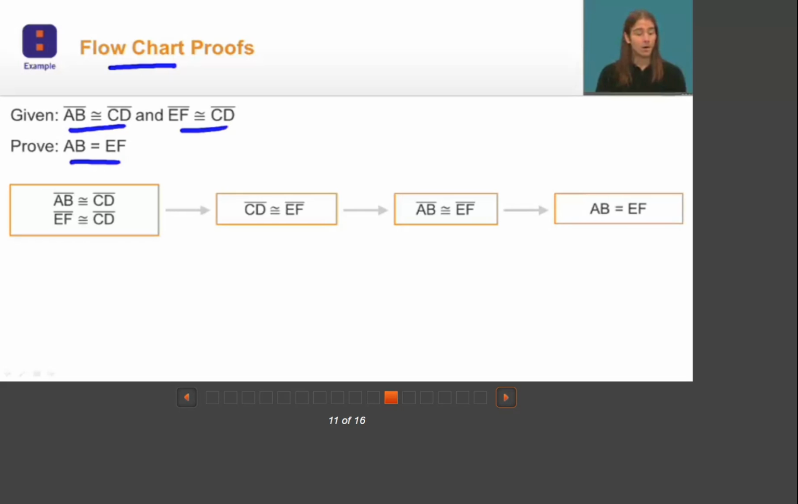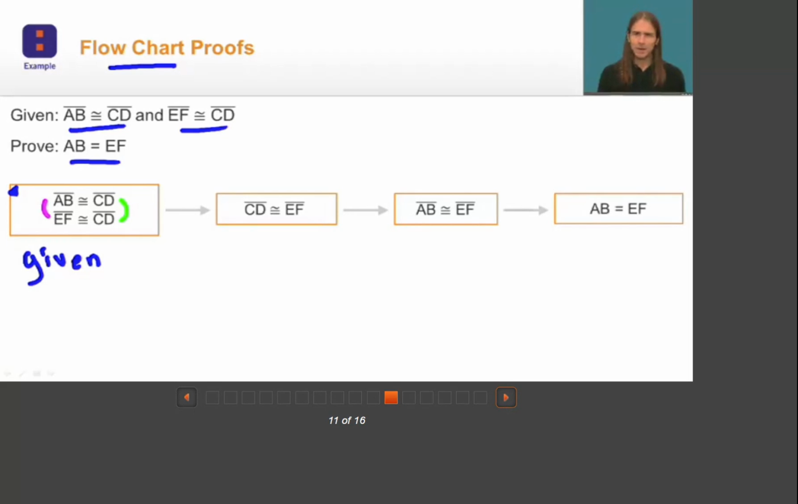So what we're doing here is we've already arranged the information into these boxes, and we're going to justify each step. This first box right here is the given information, so we can write given underneath that box. And if we look closely at the given information, you'll notice that we have two line segments, AB and EF, and both of them are congruent to the same line segment, CD. If you're thinking ahead a little, then you might realize that we can use the transitive property here.